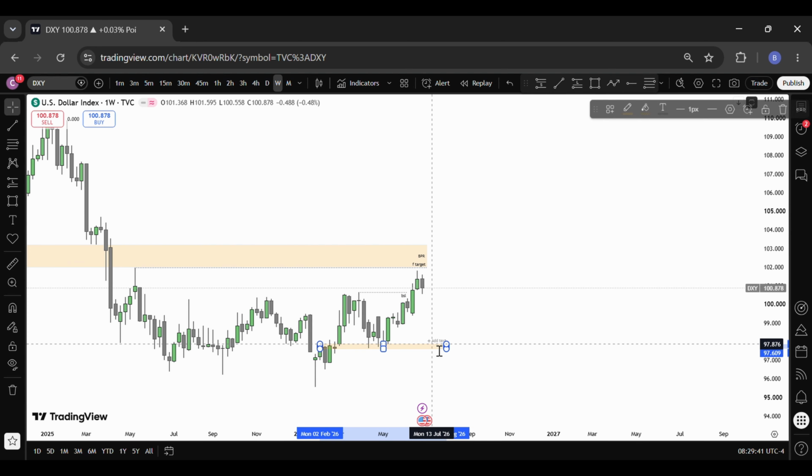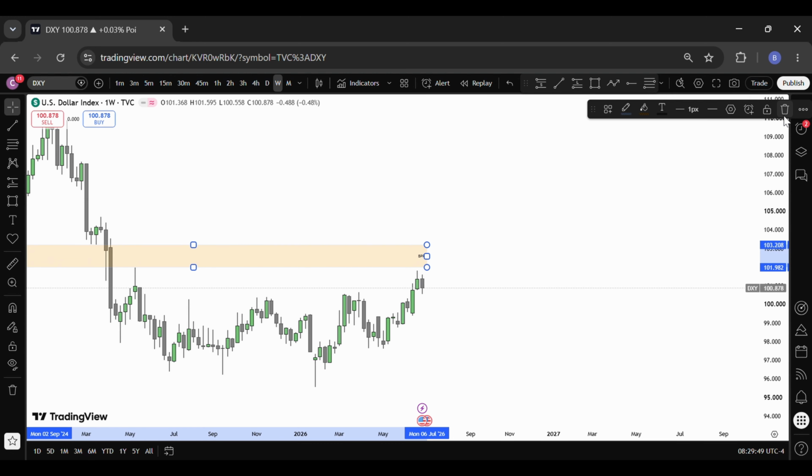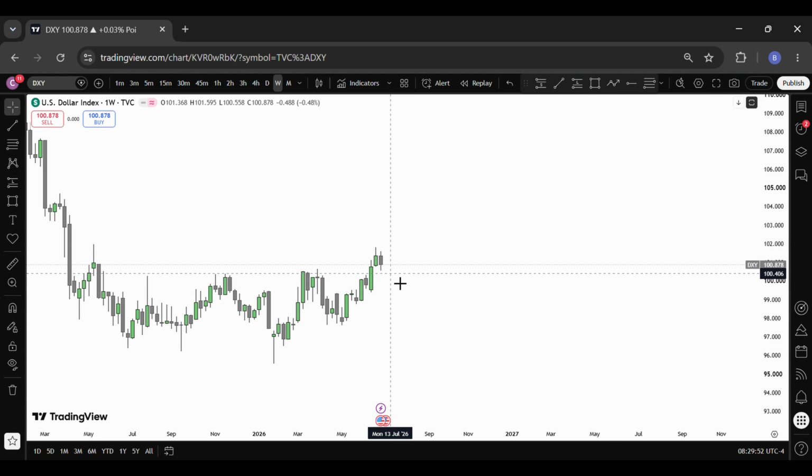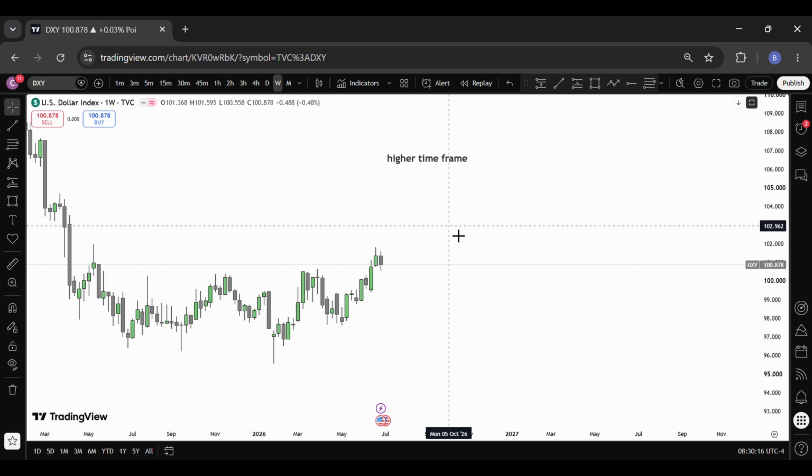So I'm going to clear all this now, and I'm going to state a few confidences I would like you guys to apply when you're trying to read a bias or you're trying to get a bias. The first confidence is you start from the higher time frame. You always prioritize the higher time frame over the lower time frame, and I'm going to explain more about what I mean by that.